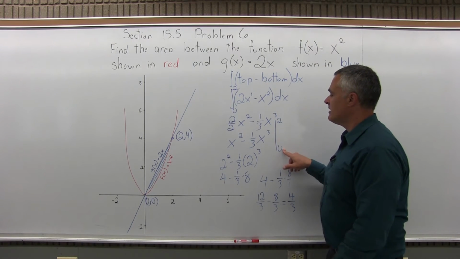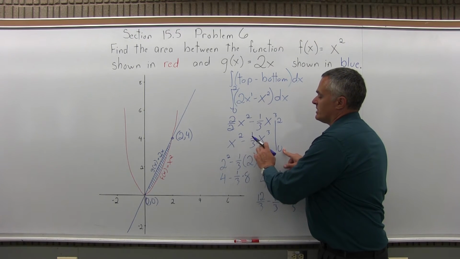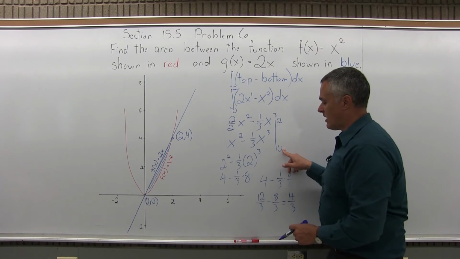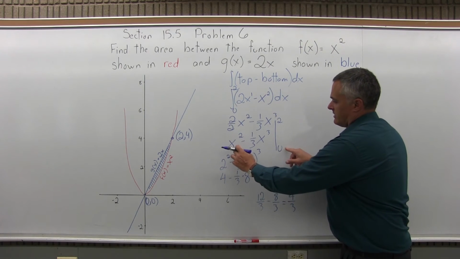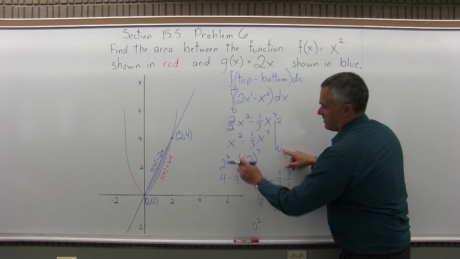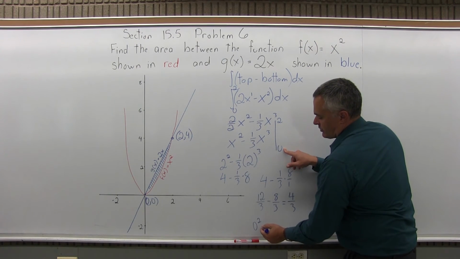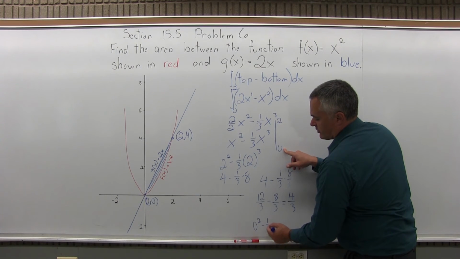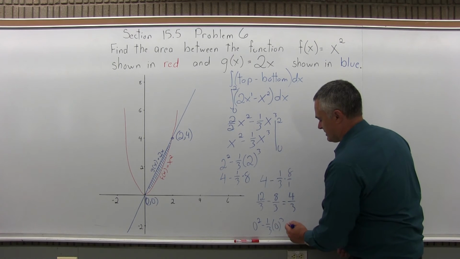Step 3, put the lower limit of integration in for your variable. That's going to be 0, so I can write it right underneath because it's very simple. X squared becomes 0 squared when I put in the lower limit of integration, minus 1/3 x cubed will be minus 1/3 times 0 cubed. The zeros are especially easy. 0 minus 0 is 0.